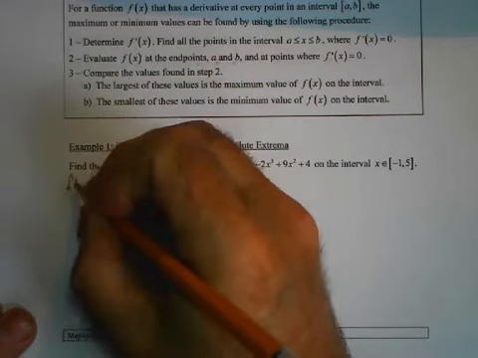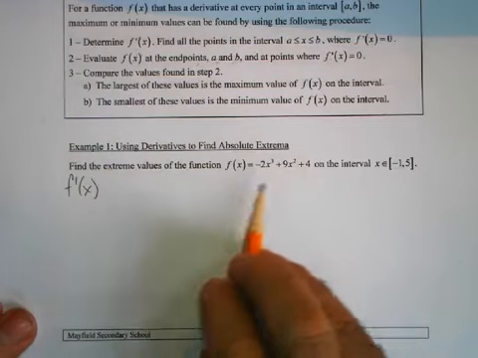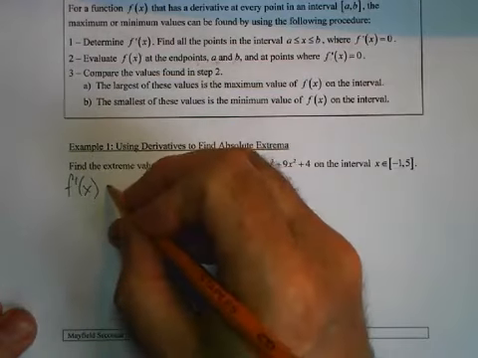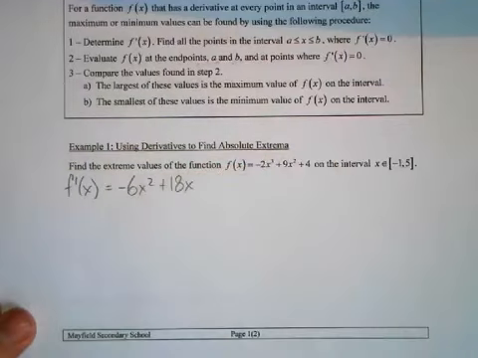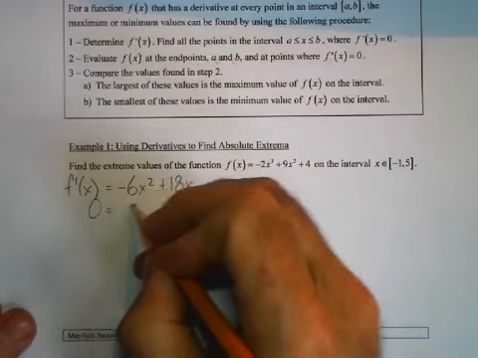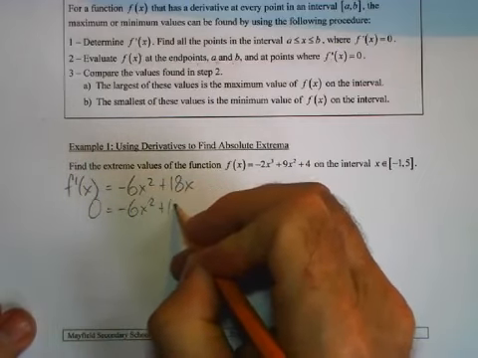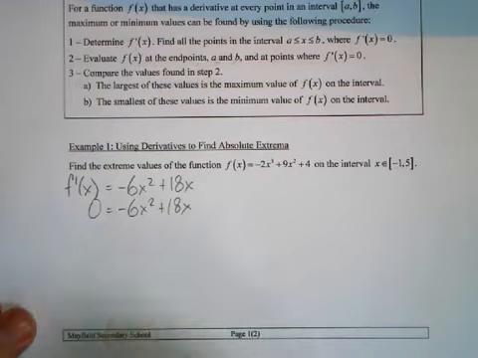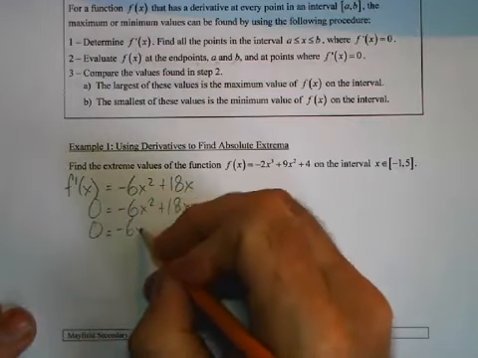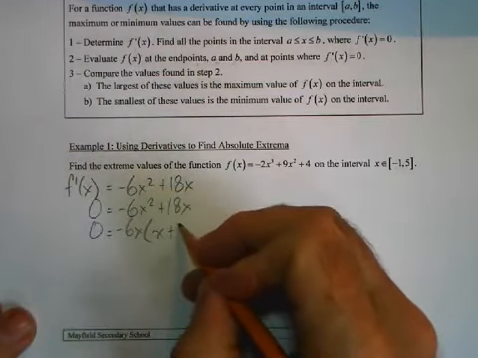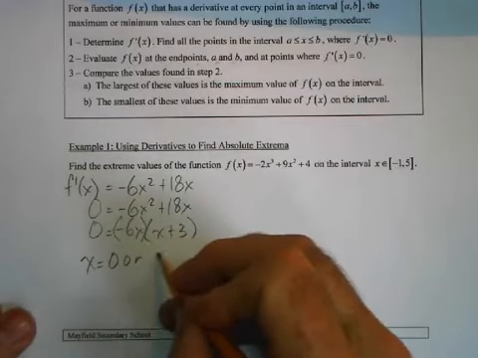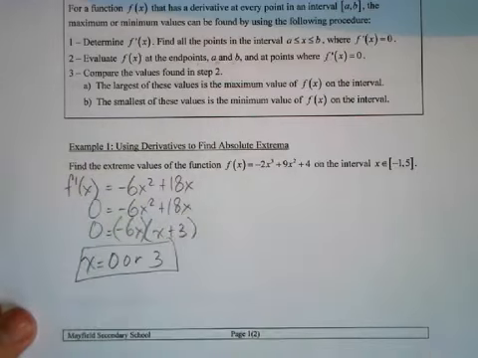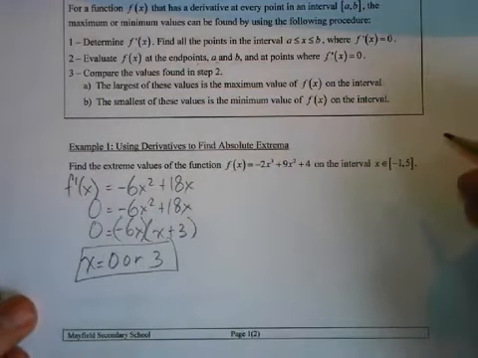Okay, so the first thing we do, find the first derivative. This is a polynomial, so it's fairly straightforward. That's equal to -6x squared plus 18x. And now to find the critical points, we set that equal to 0. And we're going to solve. So I'm going to factor out -6x. And I get x plus 3. And that tells me critical points will be at x equals 0 or x equals 3. Okay? Stuff we've already done before.